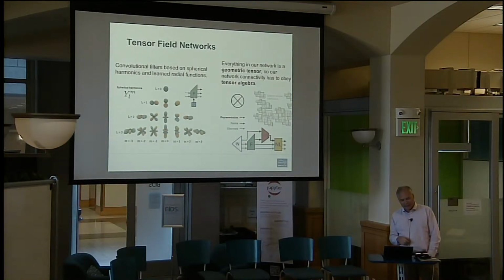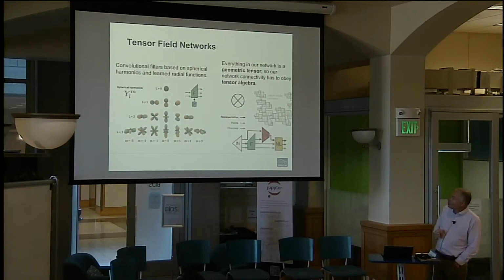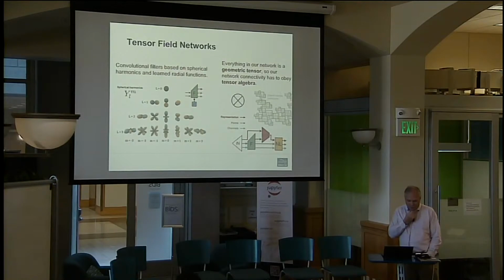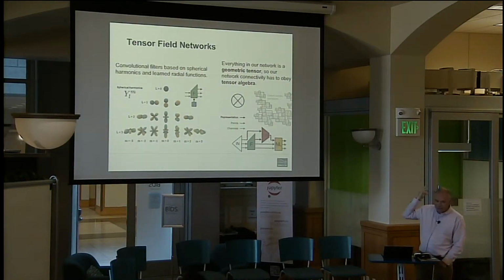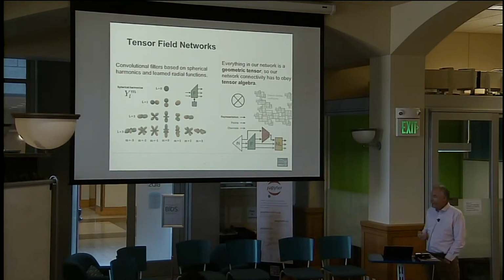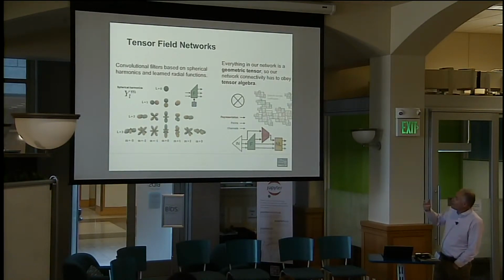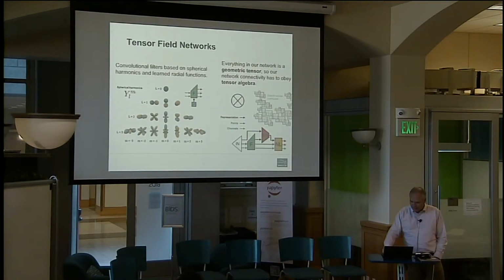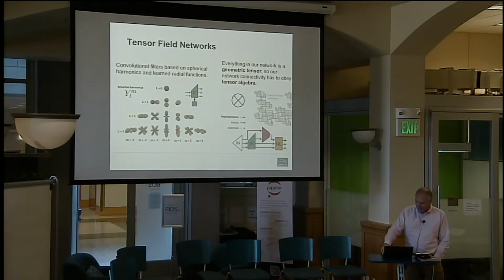So the solution, this is work that was done by Tess Smith, and some of you might have already heard about that before, is to use tensor field networks, where they use convolutional filters based on spherical harmonics. And if you go to L equals 0, you have no symmetry to deal with at that point. The higher you go on the L, the more opportunities you have to encode certain symmetry properties in the molecular system. So this all becomes a geometric tensor, and it's all tensor algebra.